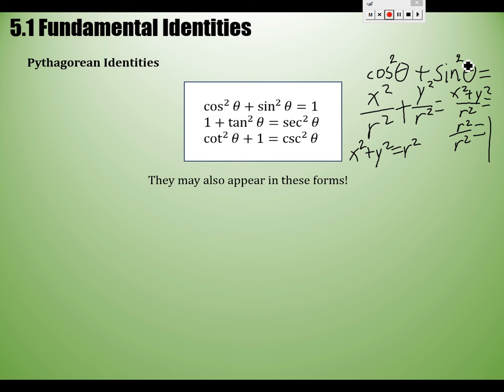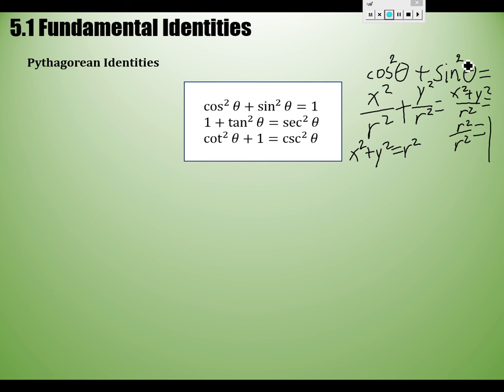By the way, they could appear in these forms as well. The second line here is gotten by just taking the first equation and dividing through by cosine squared. If you divide the first equation everywhere by cosine squared, you get 1, clearly. Sine squared divided by cosine squared is tan squared, and 1 divided by cosine squared is secant squared, isn't it? And the third equation is gotten from the first equation by dividing through by sine squared.